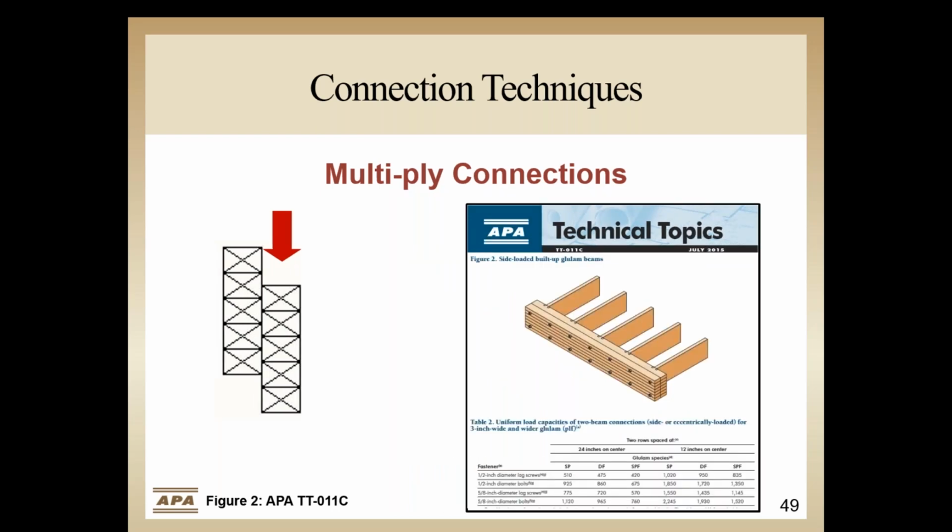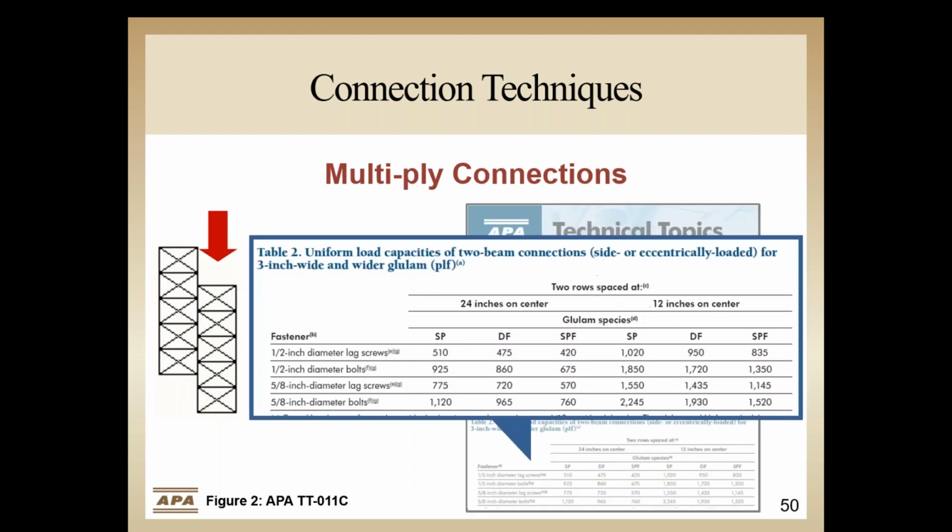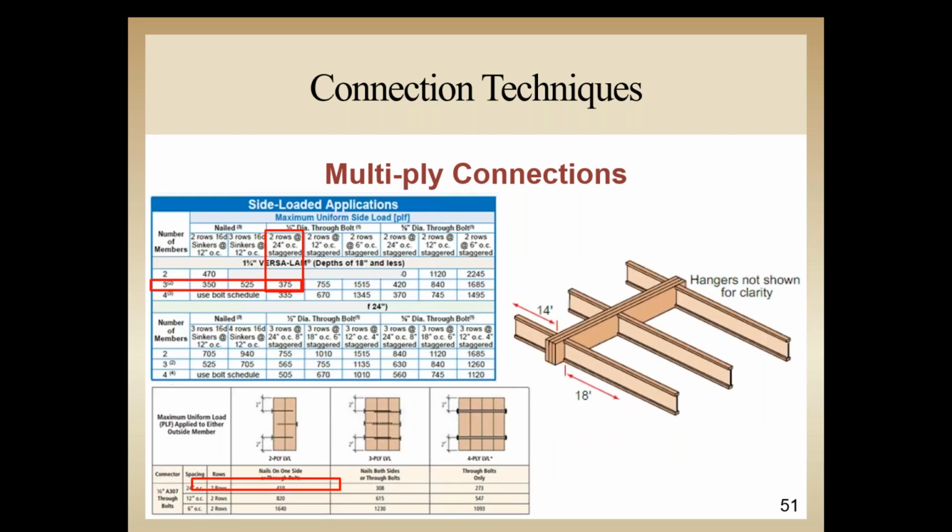Also within the APA technical topic, you will find connection details for flush beams loaded on the side. This table provides different connections for uniform side-loaded beams specified for different glulam member species and connections. Similar to glulam beams, there are multi-ply connections for LVL that should also be considered. These connections can vary slightly between manufacturers, usually depending on the wood species they may be using. For these connections, you should consult the manufacturer-specific literature for assistance to design appropriate connections.